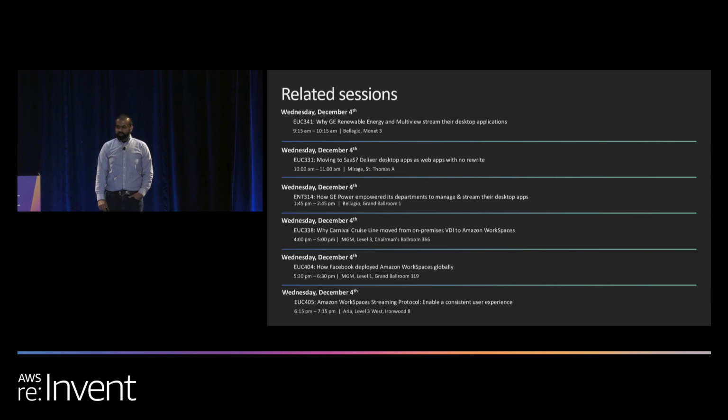We have a number of other sessions if you want to learn more about AppStream or other journeys. We have the GE Power story at 1:45 back here in the Bellagio, as well as for our sister service WorkSpaces, you can learn how Carnival Cruise Line was able to migrate from their on-prem VDI environment into WorkSpaces, and also how Facebook deployed WorkSpaces for their use case.